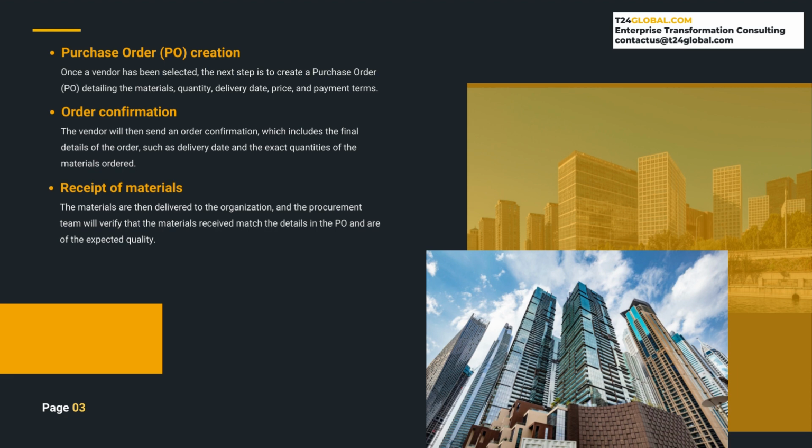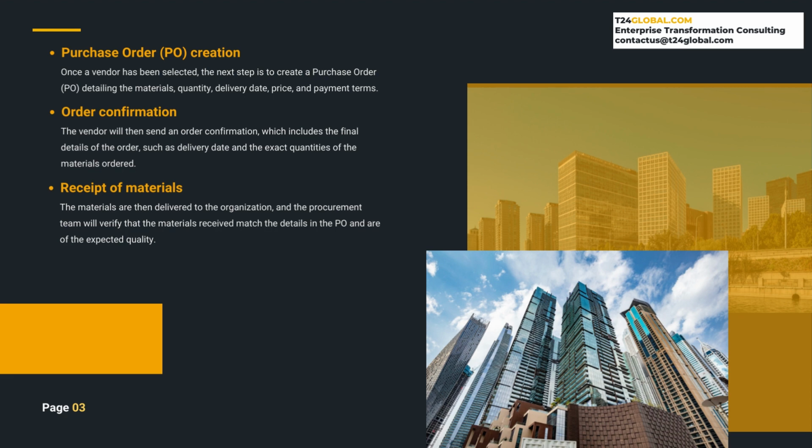The vendor will then send an order confirmation, which includes the final details of the order, such as delivery date and the exact quantities of the materials ordered. It is essential to verify that the details in the order confirmation match the details in the PO to ensure that there are no discrepancies. This stage requires attention to detail to ensure that the organization receives the correct materials.